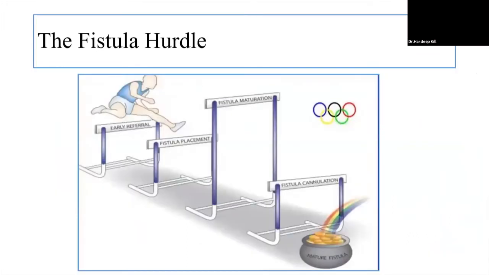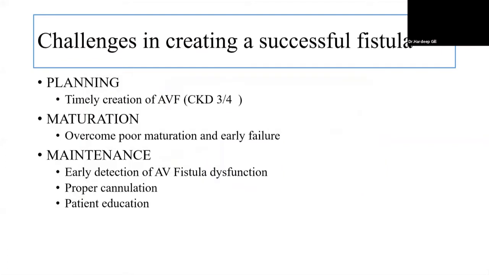Now, to create a good mature fistula that is functioning, one has to cross a hurdle, and that's the fistula hurdle. There has to be early referral by the nephrologist, fistula placement by the surgeons, and then fistula maturation, which takes at least 6 to 8 weeks. And then thereafter, fistula cannulation before you have permanent, reliable hemodialysis access. The challenges in creating a successful fistula are challenges in planning, challenges in maturation, and challenges in maintaining.